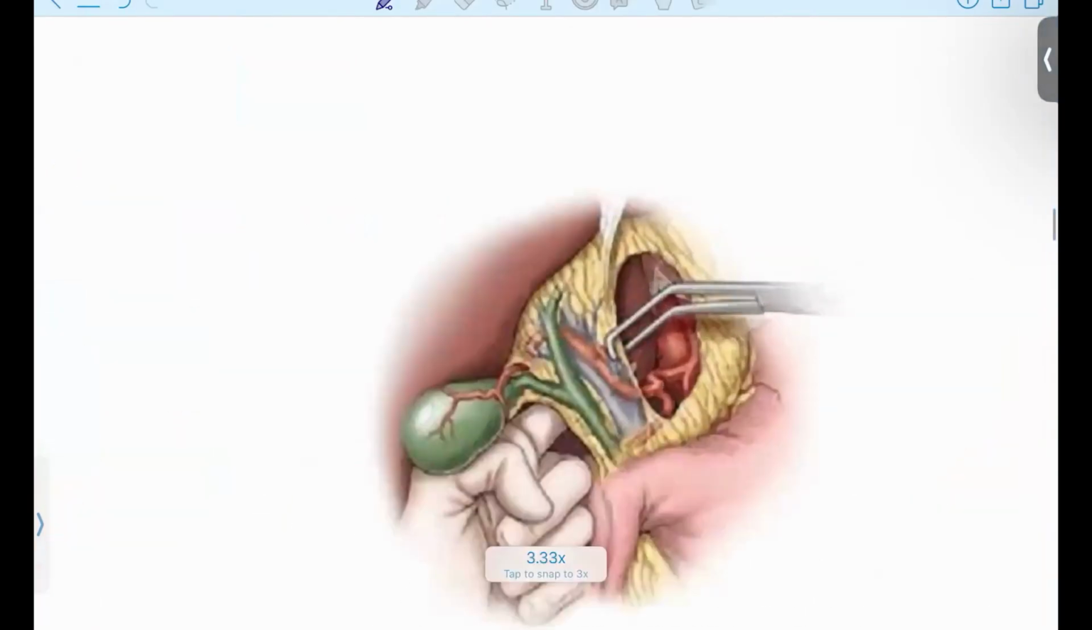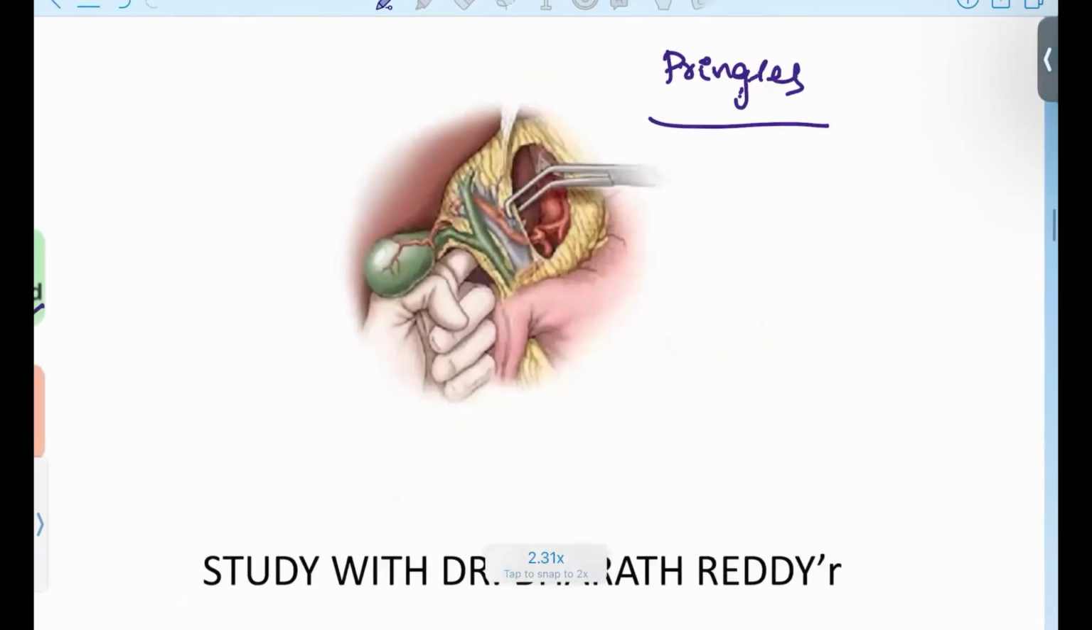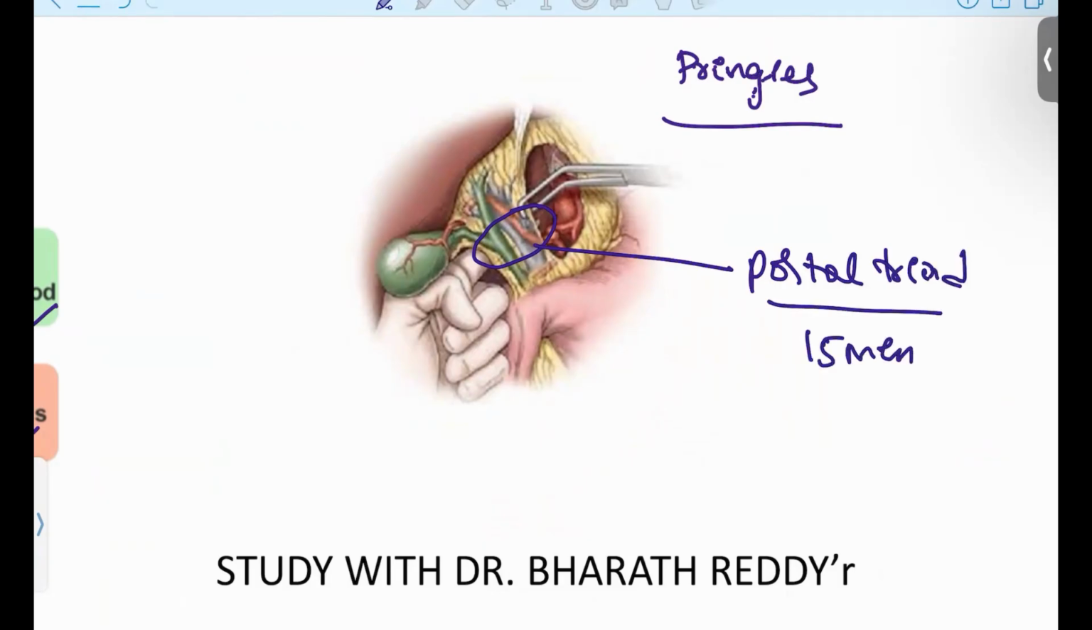Next, here is the picture. What is this maneuver, guys? This is the Pringle maneuver. What are they doing? They are clamping the portal triad. This is the portal triad. You have to clamp it for at least 10 to 15 minutes. This is the location of the foramen of Winslow. This is done to decrease the bleeding from the liver rupture. That is why you have to perform this maneuver.